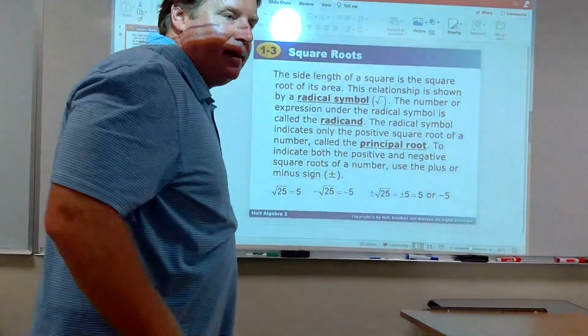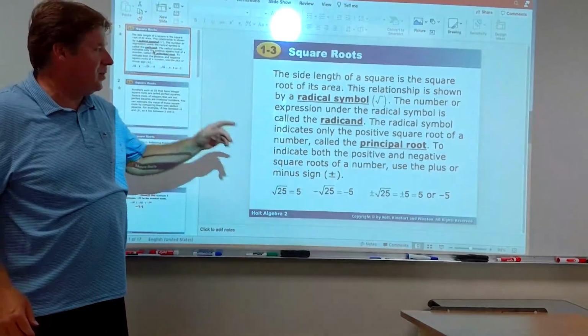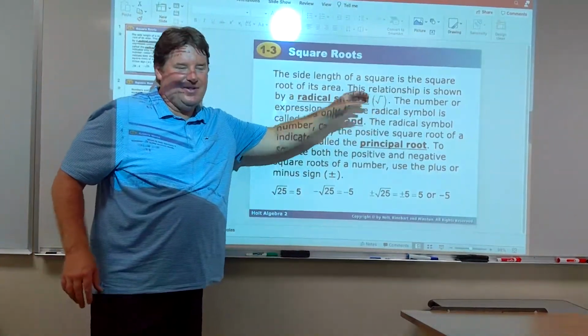Okay, we are back here. Now section 1.3, we're going to be talking about square roots. It's a real radical assignment, if you know what I mean.